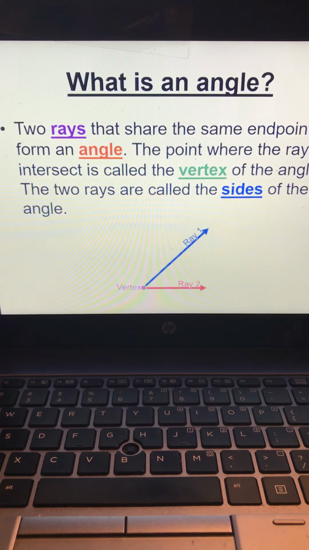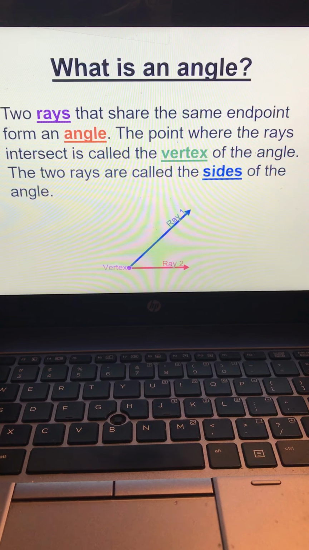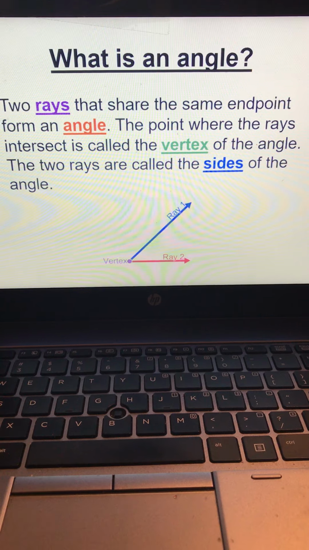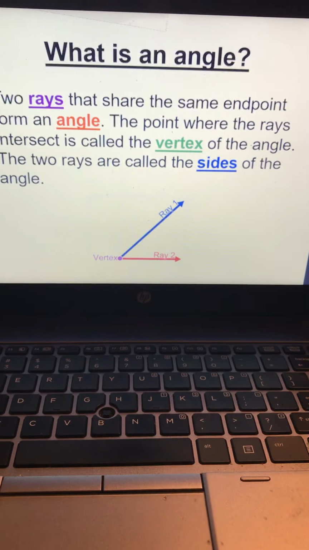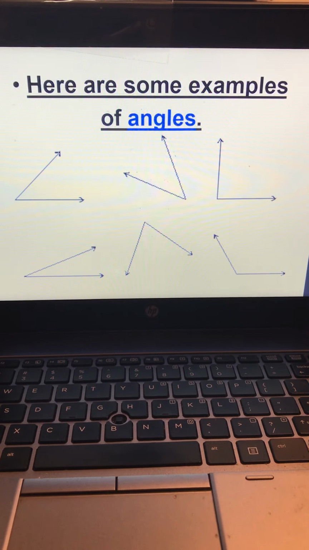What is an angle? Two rays that share the same endpoint form an angle. The point where the rays intersect is called the vertex of the angle. The two rays are called the sides of the angle. Here are some examples of angles.